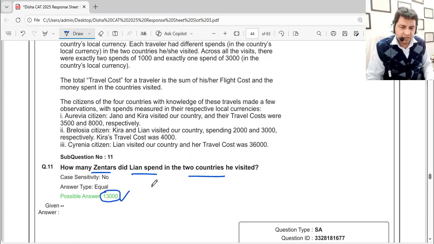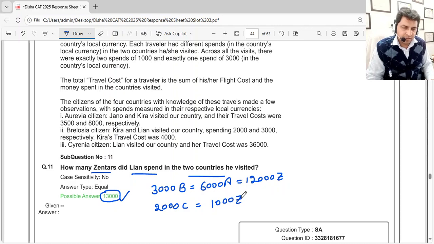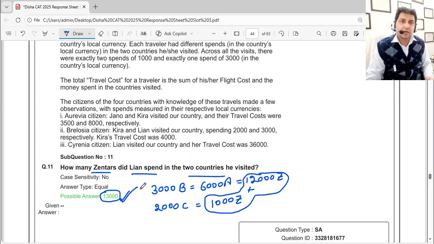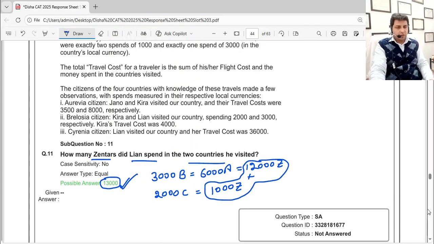That is the answer. 3000 B is equal to 6000 of A, because 1 B is equal to twice of A and 1 A is equal to twice of Z. That means that is 12,000 of Z. And here we had 2000 of C in the other country. So this is equal to 1000 of Z. So when we add both of them, we get the value as 13,000. Quite clear. Look at the next one now.